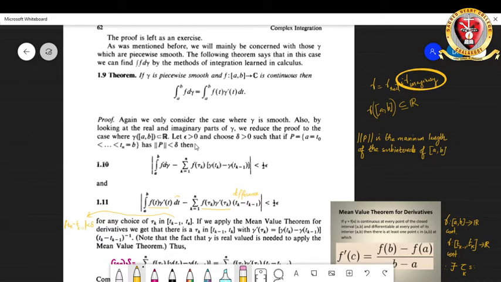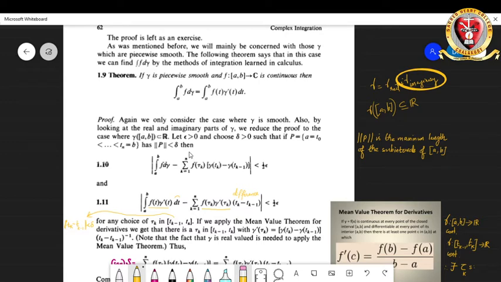Now let epsilon be greater than 0, and we are choosing a delta strictly greater than 0 such that we are partitioning our closed interval [a, b], which is P. The partition is called P, and the partitioning is like a equal to t_0 strictly less than t_1 strictly less than t_2 strictly less than etc., strictly less than t_n, which is equal to b. And also we are saying that the norm of P, which is the maximum length of all the subintervals of the closed interval [a, b], is strictly less than delta.